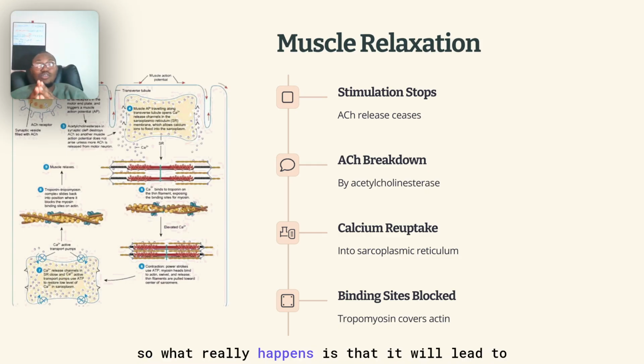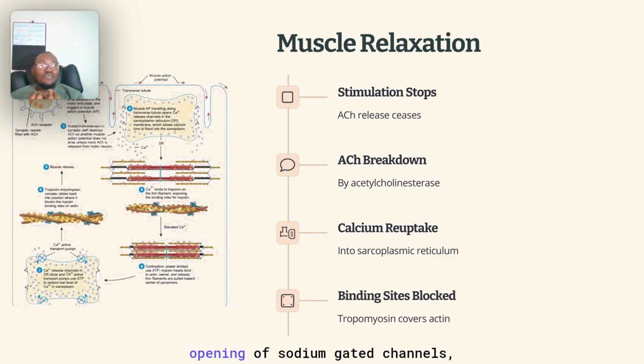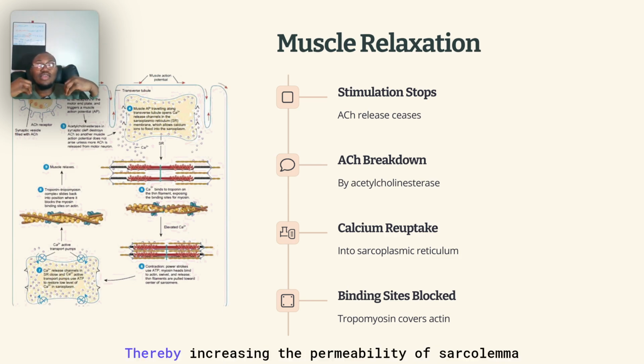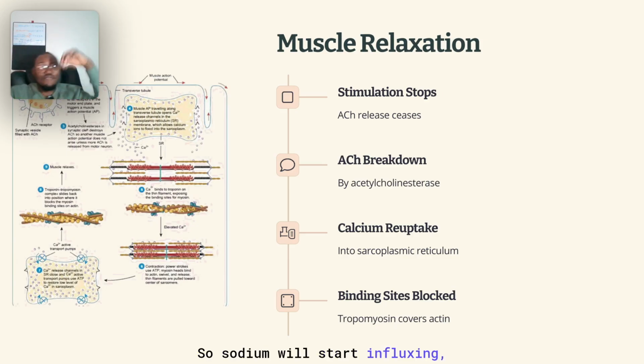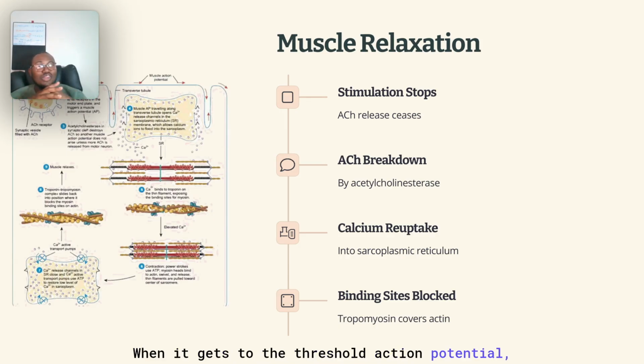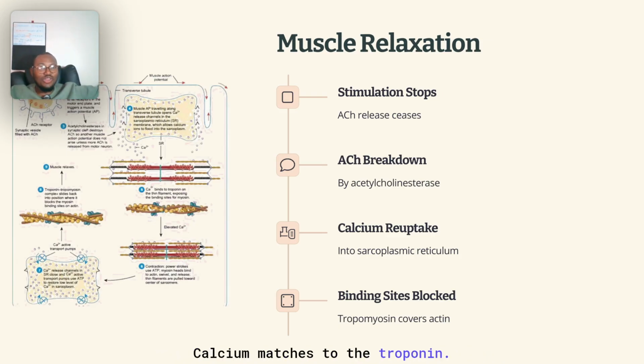Okay, so what really happens is that it will lead to opening of sodium-gated channels, right? Thereby increasing the permeability of the sarcolemma towards sodium. So sodium will start influxing. As sodium is increasing, it increases the positivity, that's the threshold. When it gets to the threshold, action potential. Then the action potential will enter the T-tubule and push the calcium inwards. Calcium attaches to the troponin. Troponin opens the tropomyosin, which opens the active site of actin, and myosin, with the aid of ATP, latches on it and leads to contraction. So everything works with permeability of the sarcolemma to what?